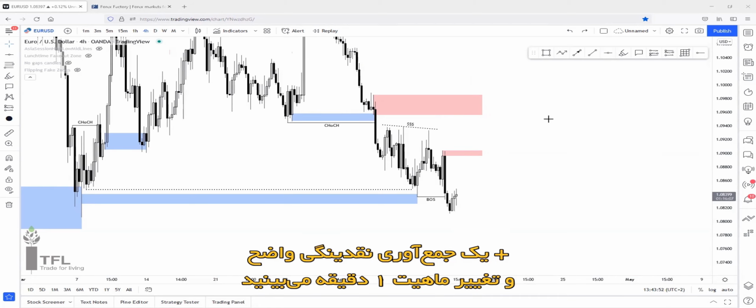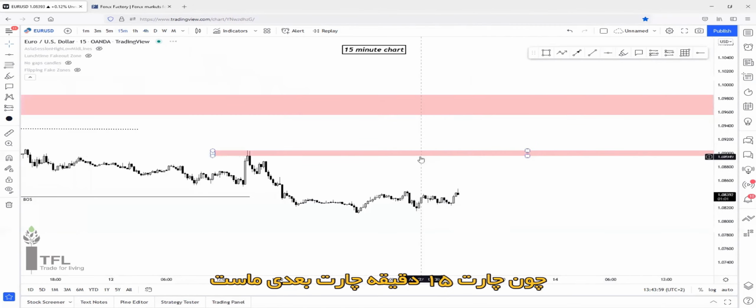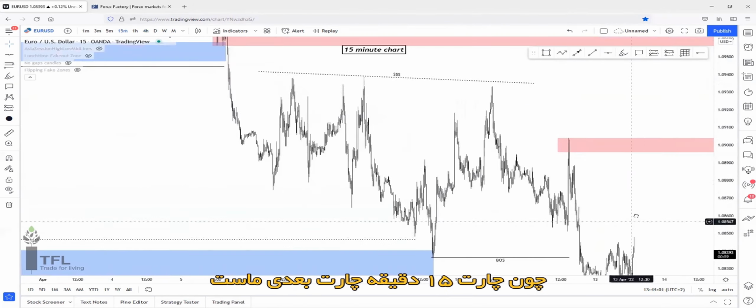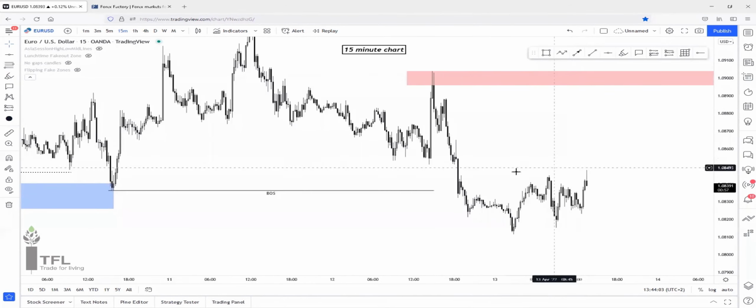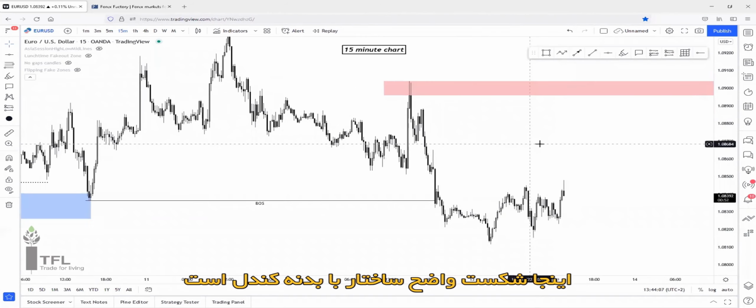If you look at the 15-minute, we can see a clear 15-minute sweep with 1-minute change of character. Okay, let me just see that, because the 15-minute is the next chart. So here was a break of structure, a clear body break of structure.